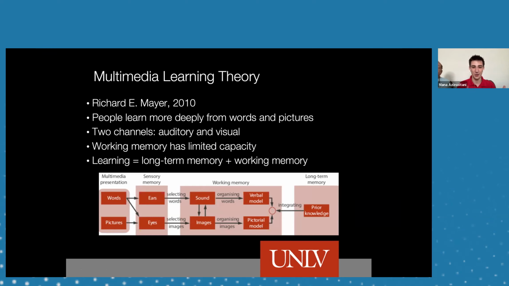And so, the two channels, auditory and visual. So words and pictures are presented, and then our eyes and ears pick them up. We put it in our working memory, where we put together and process the information, and then in order to get it out of our working memory into our long-term memory, which is our learning, we have to combine it with our prior knowledge, which is Constructivism. So it's all kind of intertwined in that way.